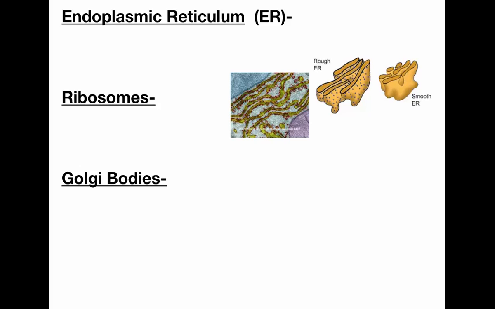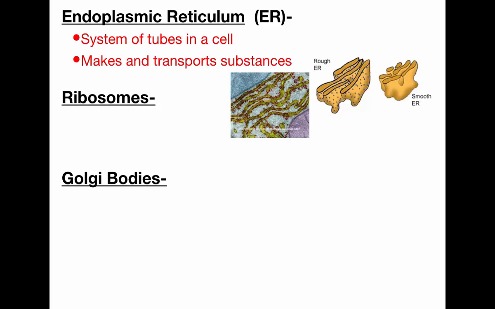So one organelle is the endoplasmic reticulum. It's kind of a mouthful. We often abbreviate it as ER. And the ER is a series of tubes in the cell, often located near the nucleus. The ER makes things with another organelle and transports things within the cell. There are two types of ER, the rough ER, which has these spots on it, and the smooth ER, which does not.